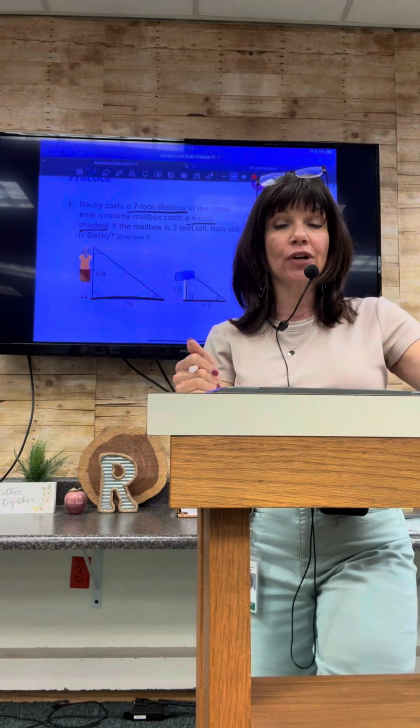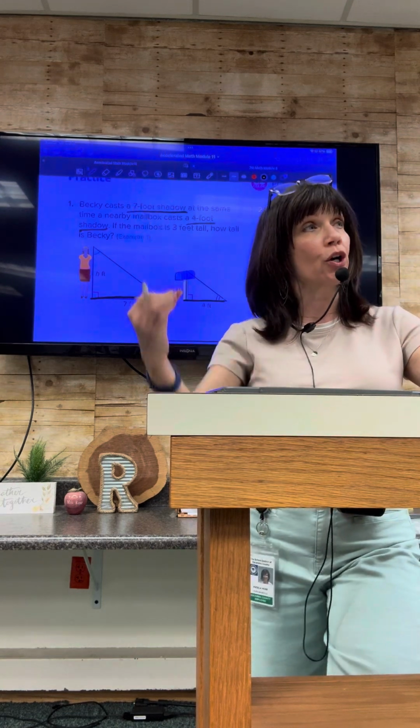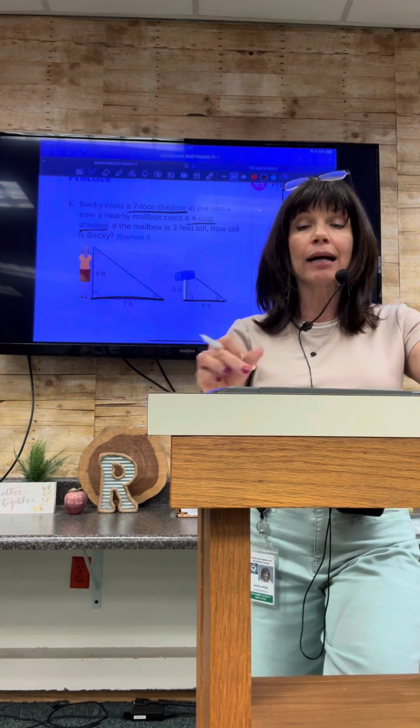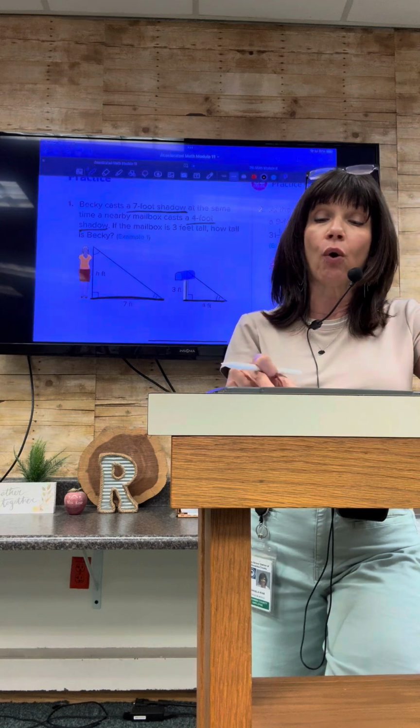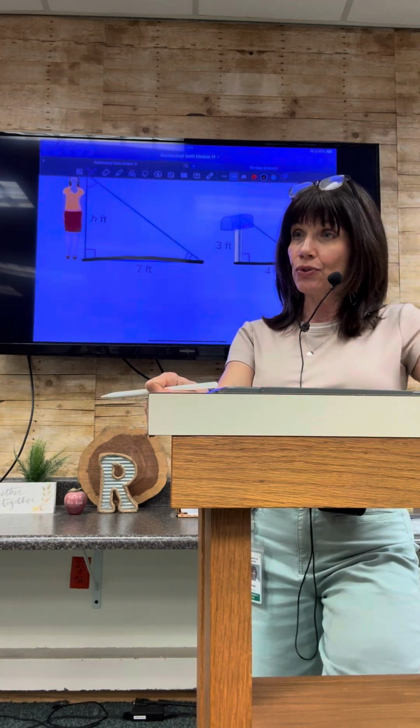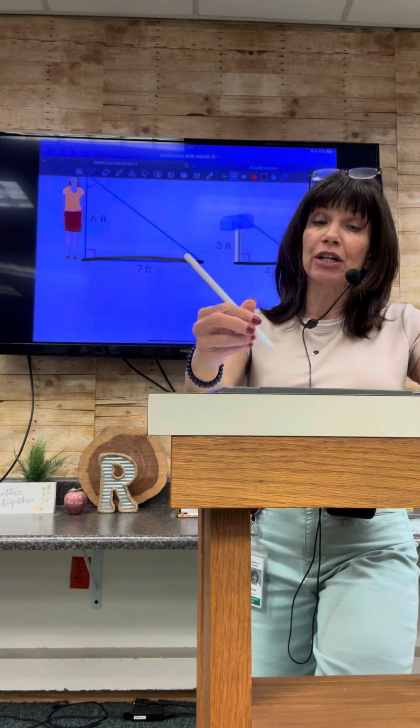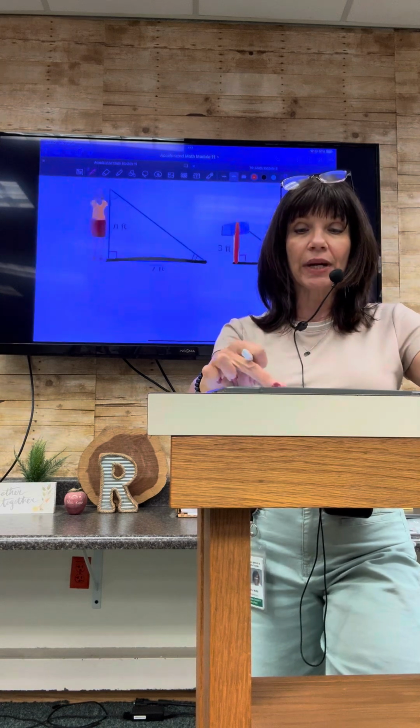So let's go ahead and try this. In order to find Becky's height, instead of measuring her directly, I am going to use the measurements I know from these two shadows, accompanied by the measurement I know for the height of the mailbox, and I will use the two associated measurements to help myself find the height of Becky. Are you with me? All right, here we go.